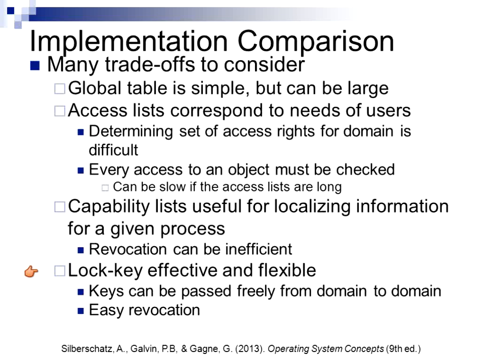Lock and key is both effective and flexible because the keys can be passed from one domain to another, and it's very easy to revoke. You just take away the key. So from an implementation point of view, lock and key is very effective and flexible. Most systems, however, use a combination of access lists and capabilities, and lock and key is a newer or less frequently used way of implementing an access matrix.